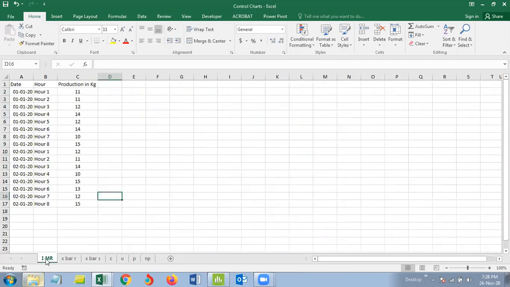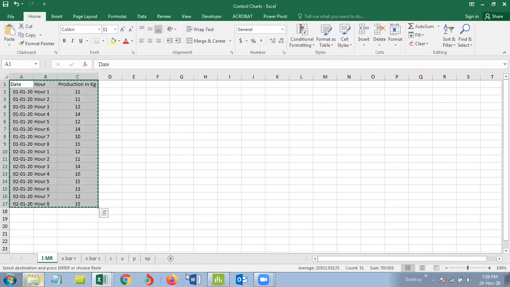Is that clear when to use which chart? Because that's what is important, the rest will be very easy to understand with control charts. Is it clear? Is that okay with everyone? Yes, sir. Okay, perfect. Let me just copy paste this first chart.